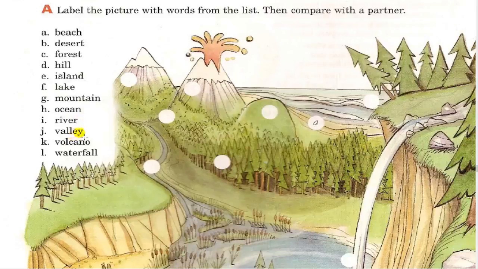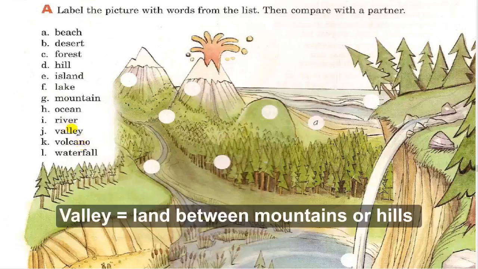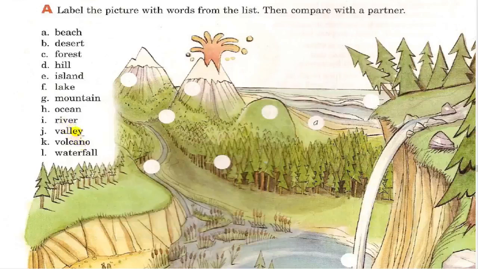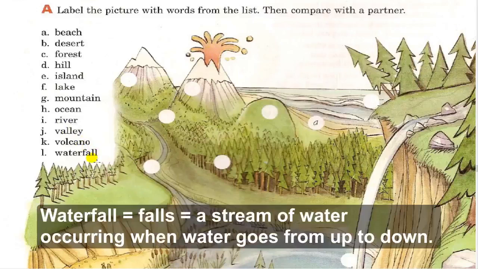Valley, a piece of land between mountains. Volcano. In a volcano you have a lot of fire. Waterfall, the fall occurs when the water goes from up to down.